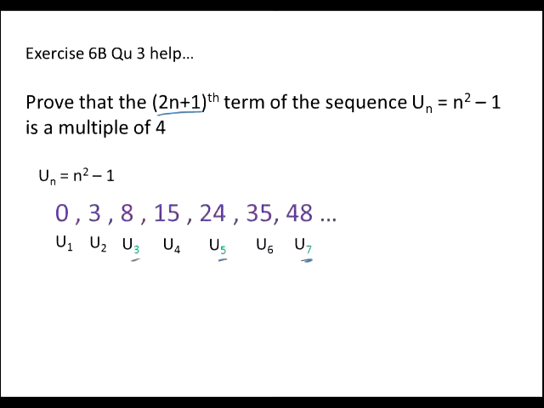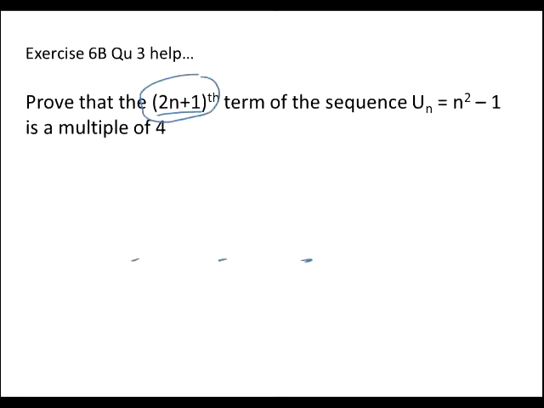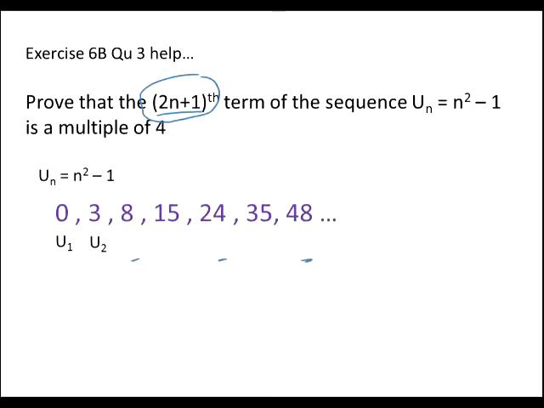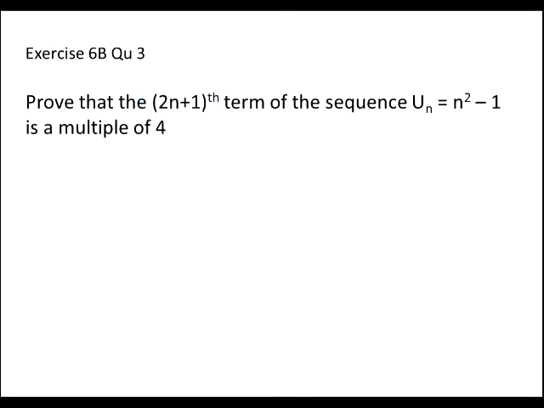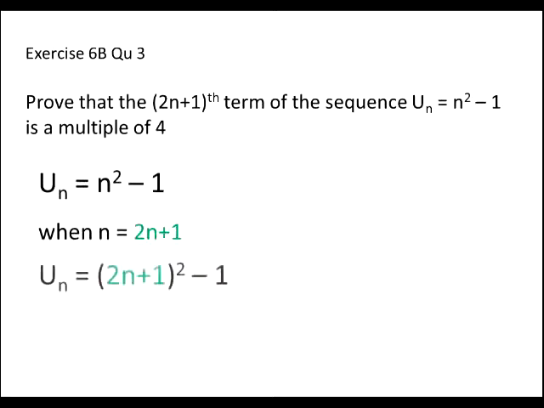Okay, so if it said find the 4th term, just like before, you'd pop in a 4 for n. So instead of writing a 4, we're actually going to put this whole thing in here. So here we go. So n is 2n plus 1. So we're just going to pop it in. Like I just said, instead of writing this n here, we're going to write the 2n plus 1.